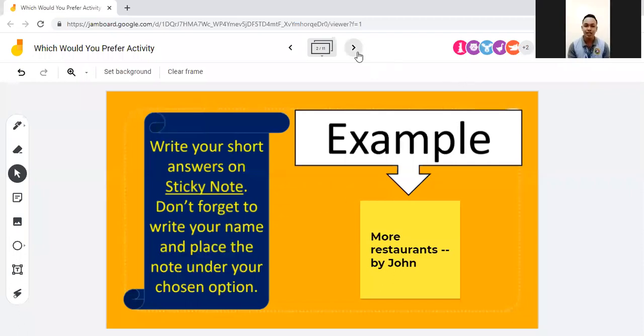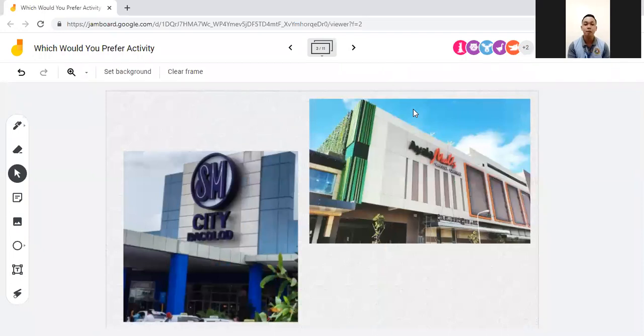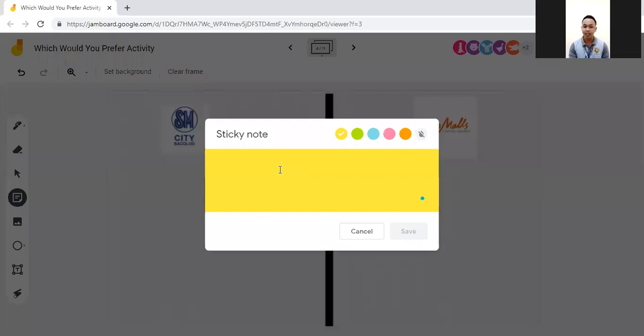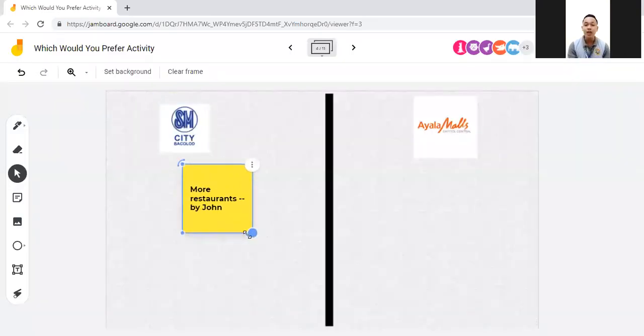I have sample pictures for greater emphasis. I have the SM City Bacolod and the Ayala malls. So just choose which of the two malls you would prefer and state the reason why on the sticky note. The sticky note can be found on the left side of your screen. For example, I chose SM City Bacolod because it has more restaurants. And don't forget to write JC or John Carlo as the author for you to be recognized.